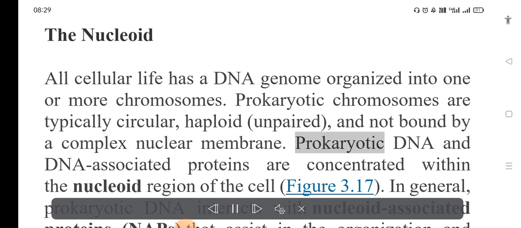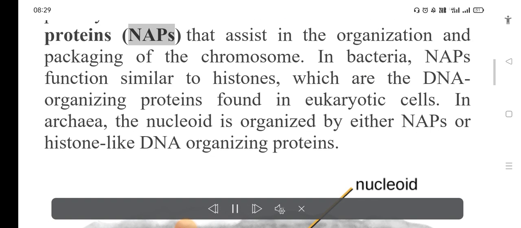Prokaryotic DNA and DNA-associated proteins are concentrated within the nucleoid region of the cell, Figure 3.17. In general, prokaryotic DNA interacts with nucleoid-associated proteins, NAPs, that assist in the organization and packaging of the chromosome. In bacteria, NAPs function similar to histones, which are the DNA organizing proteins found in eukaryotic cells. In archaea, the nucleoid is organized by either NAPs or histone-like DNA organizing proteins.